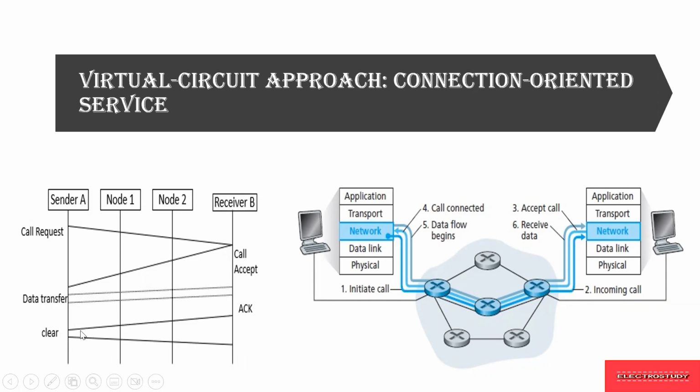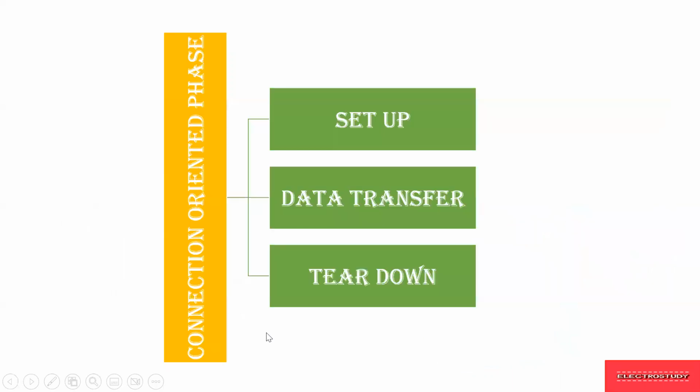So there are two possibilities. After positive feedback from the receiver, the call will continue if no clear message is passed. It will again give a request, the receiver will accept the call, the data gets transferred, and it keeps on doing the same until a clear message is sent, so that the connection is stopped. So this is the virtual circuit approach.